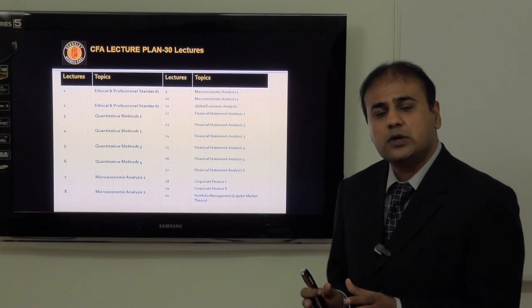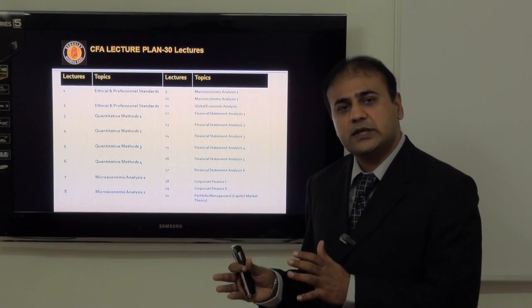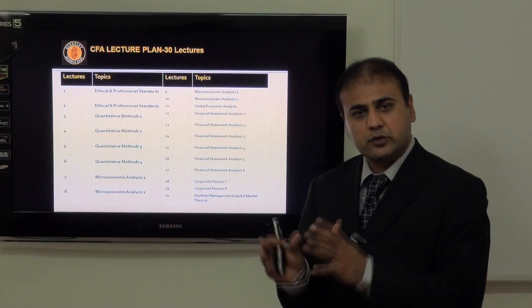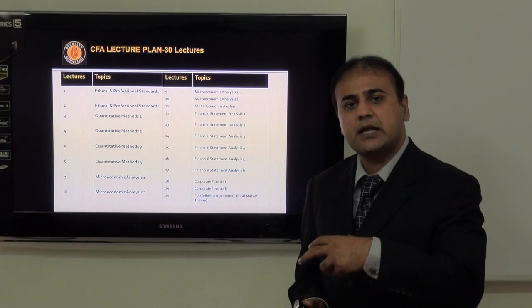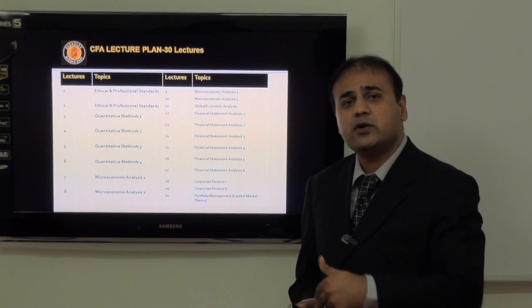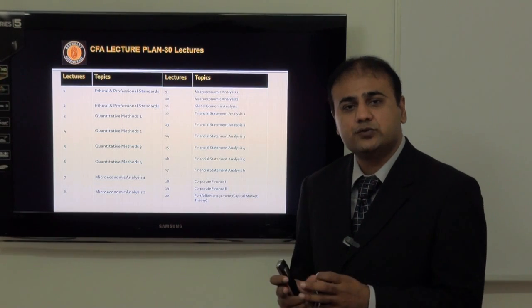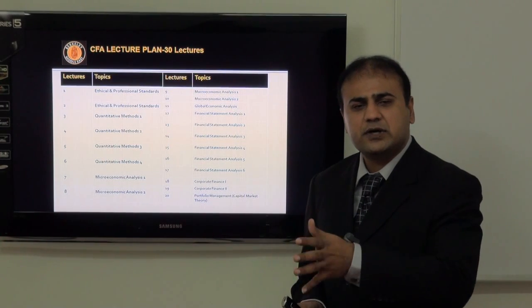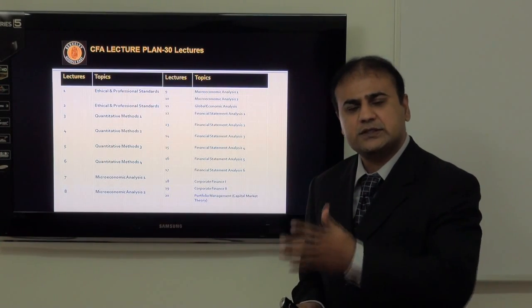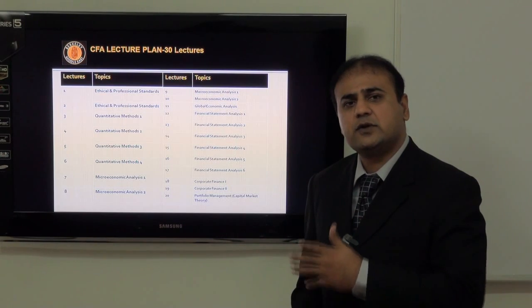Once we finish our quantitative portion, we will move towards economics, which is broadly divided into 2 parts: one is microeconomics, one is macroeconomics. In microeconomics, we will study individuals, their patterns, competition, perfect competition, monopoly, monopolistic competition and types of markets.